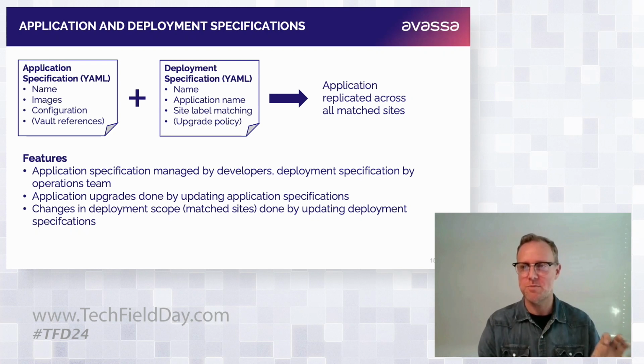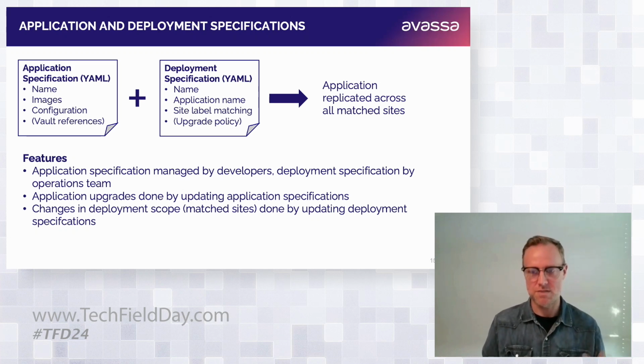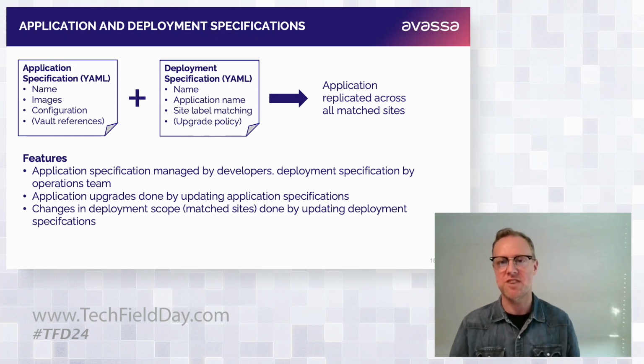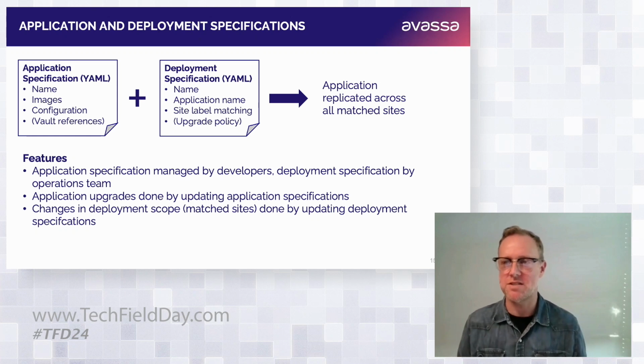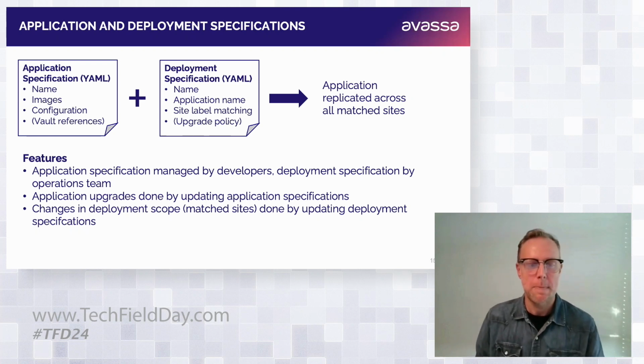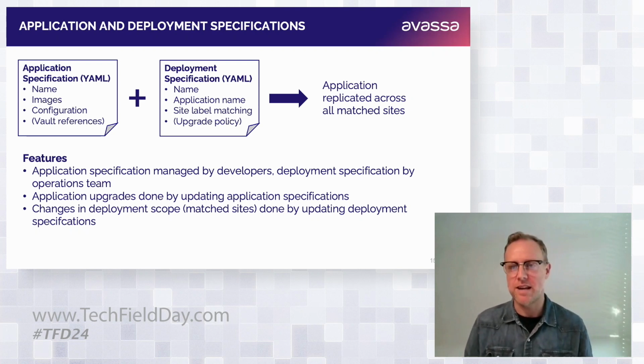If you feed the system these two, it will go to town and start replicating applications across all matched sites. So a couple of things to glean from this, because this is what we think is going to be very important for anyone building a system that is going to deploy applications across hundreds, thousands, tens of thousands of sites. The application specifications are lifecycled by the developers, the people building the software. They are the only ones that know what these applications need. The deployment specifications, on the other hand, should be firmly in the hands of the application operations team, people tasked with running these applications.